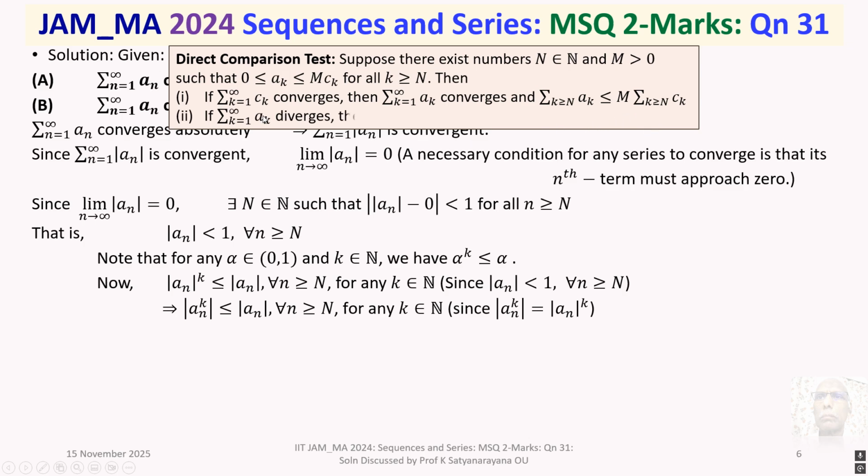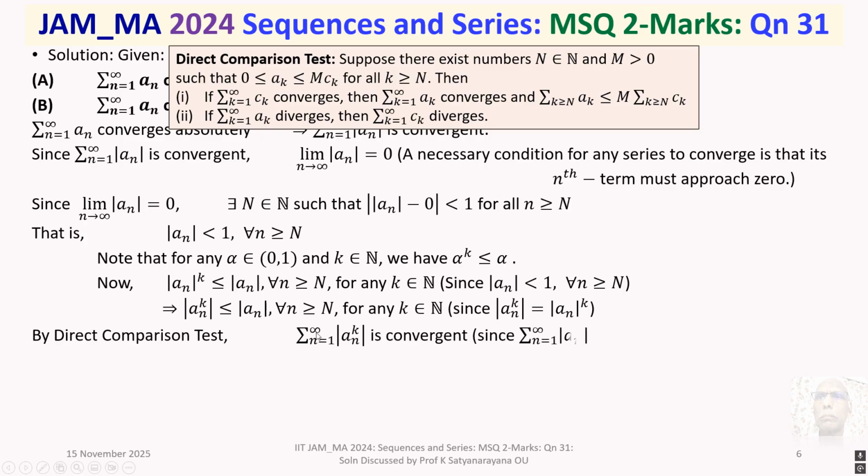If sigma ak diverges, the left hand side diverges, then the right hand side also diverges. Then sigma k is equal to 1 to infinity ck diverges. So by the direct comparison test here, sigma n is equal to 1 to infinity of mod an to the power of k is convergent.